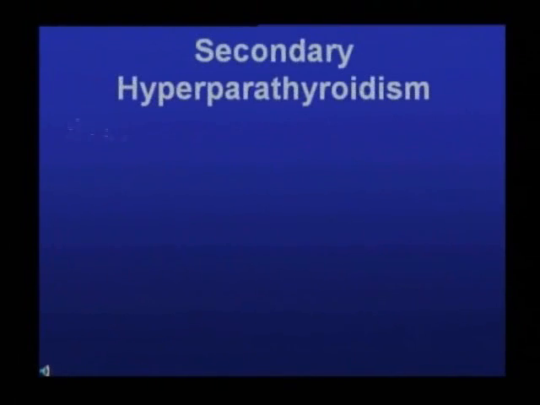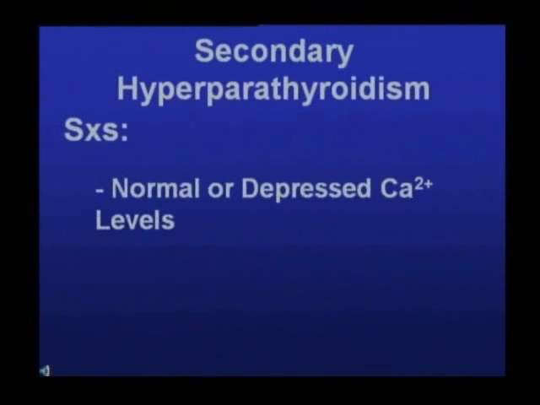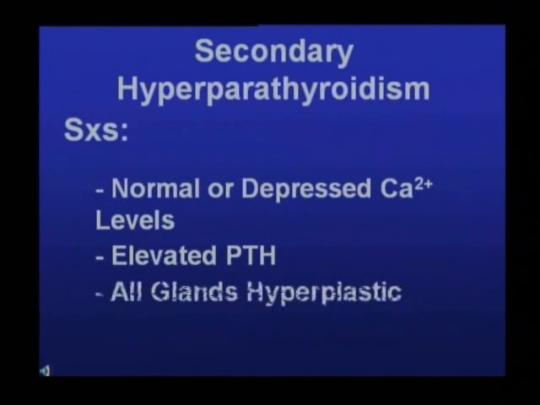Secondary hyperparathyroidism is associated with chronically depressed serum calcium levels. Under these conditions, the parathyroid glands must elaborate higher than normal levels of PTH to maintain serum calcium within normal range. As a result, all four glands become hyperplastic. The most common cause of secondary hyperparathyroidism is renal failure.